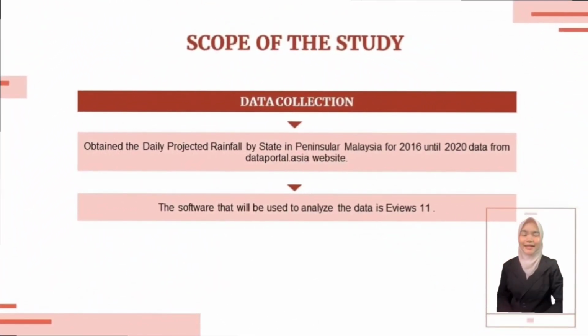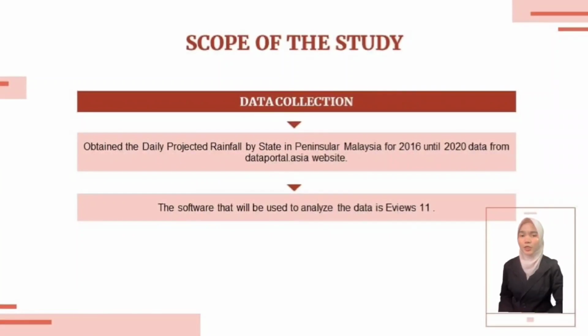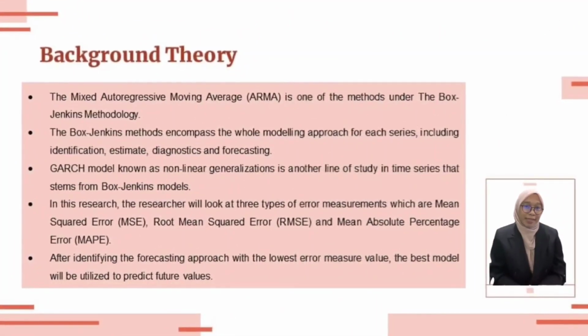Scope of this study. Data collection is obtained from the dataportal website. The software that will be used to analyze the data is EViews 11. ARMA is one of the methods under the Box-Jenkins methodology. It encompasses the whole modeling approach for each series.